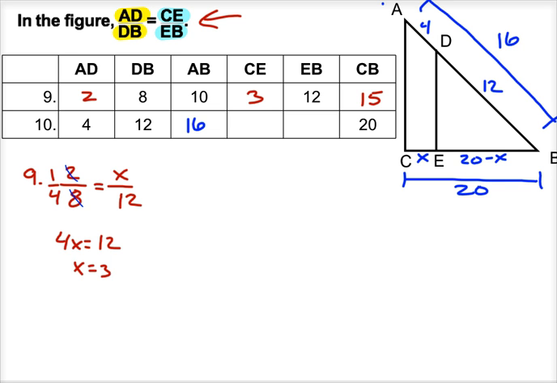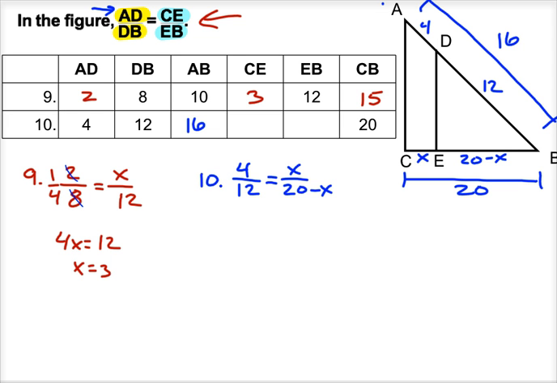And now let's fill in our proportion. So our proportion, if I look up at the original problem here, it says AD is the top left, and AD I know is 4. The bottom left is DB, which I know from the chart is 12, equals CE in the top right, and we said from the picture that CE is x. And then my proportion tells me the bottom right is EB, and if I look at my diagram, EB is 20 minus x.